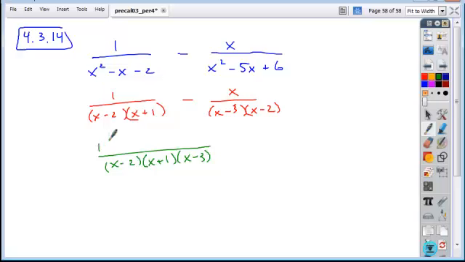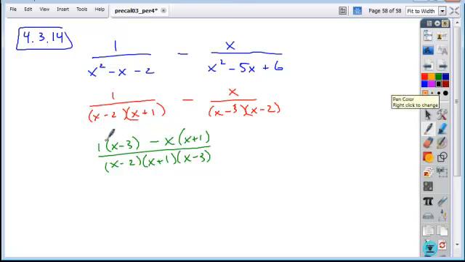And so the final step here to combine this into a single fraction is take the numerator of your original fraction and multiply that by whatever LCD factor is missing from this denominator. So this denominator has the x minus 2 and the x plus 1. It's missing the x minus 3. Minus the next fraction's numerator times the LCD factor missing from its denominator. It has the x minus 3 and the x minus 2. It's missing the x plus 1.